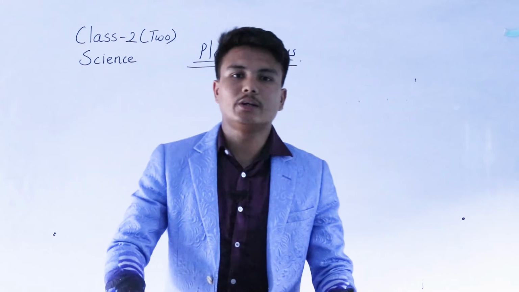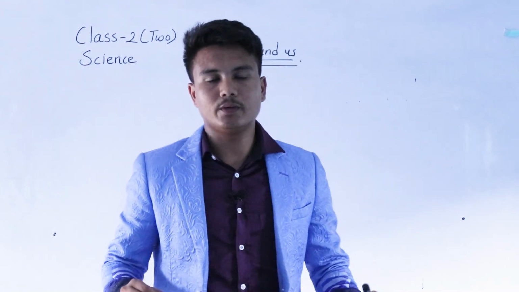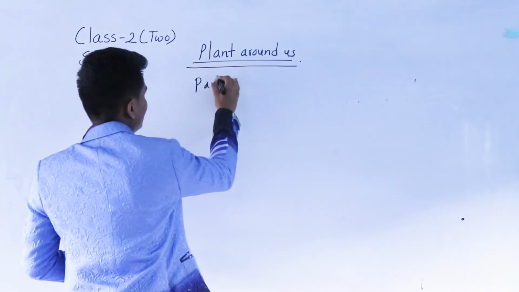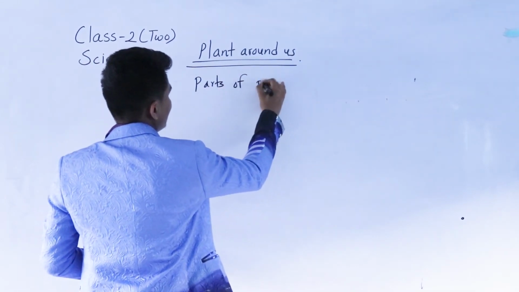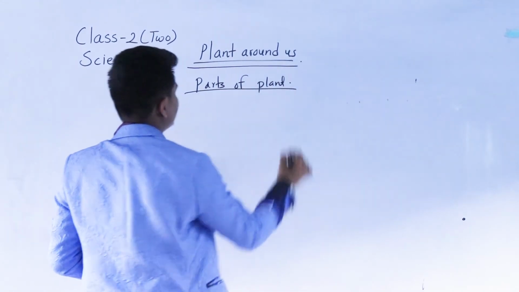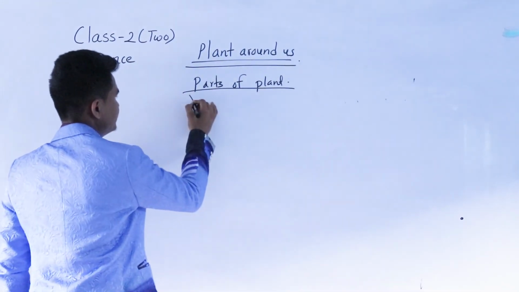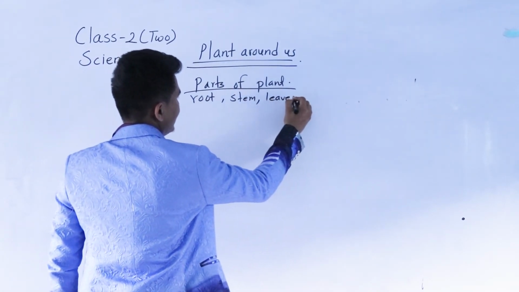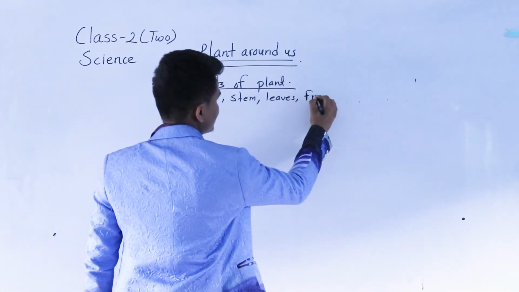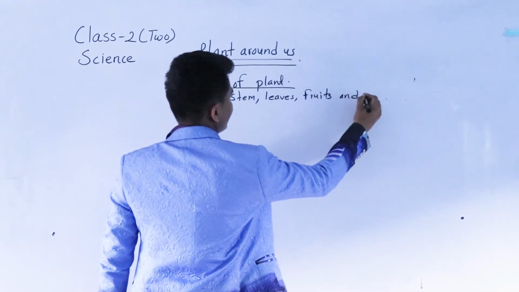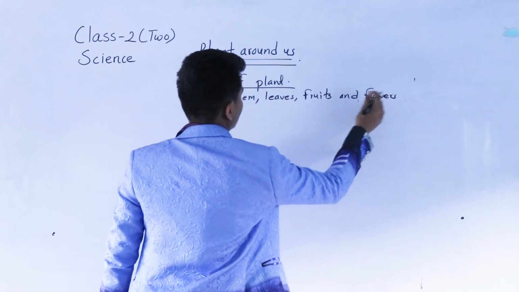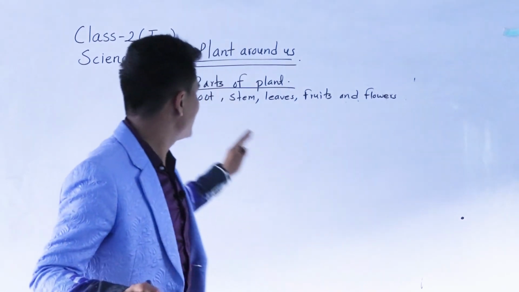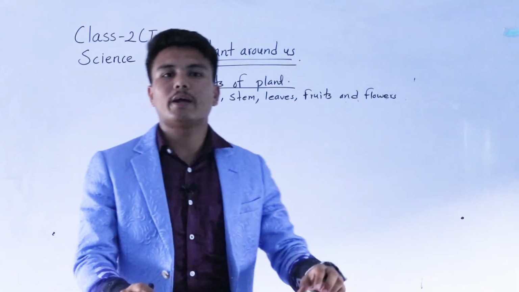So let's move on to another topic, that is parts of plants. Basically, a plant has root, stem, leaves, fruits, and flower. These are the 5 main parts of a plant. We will discuss these terms in our next class.